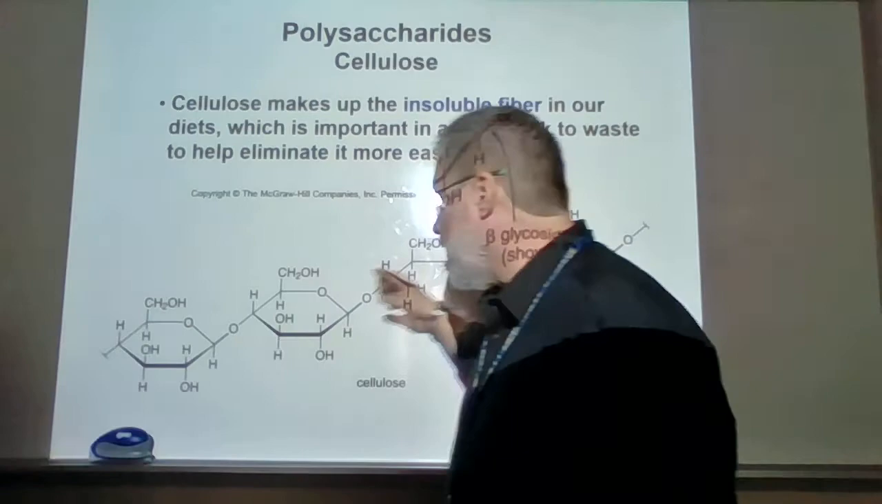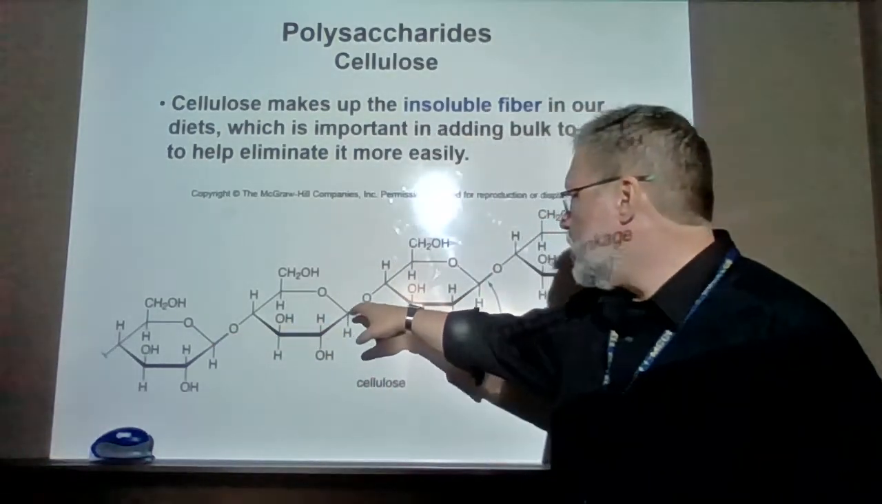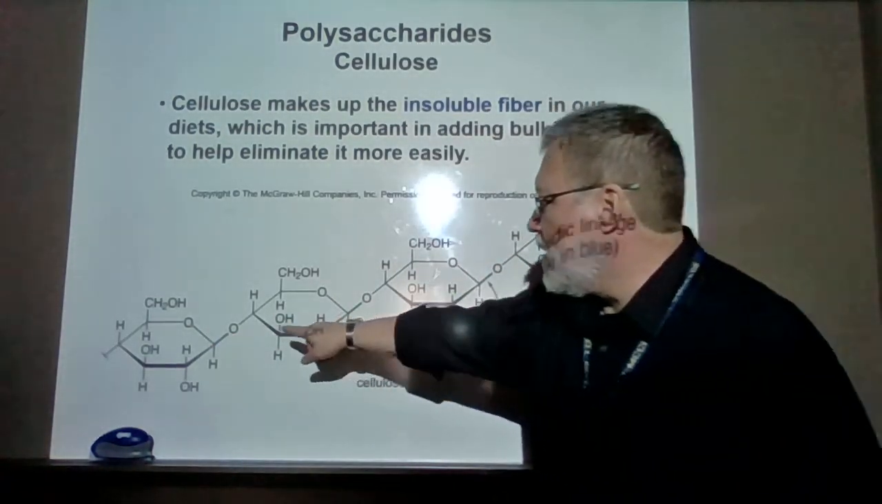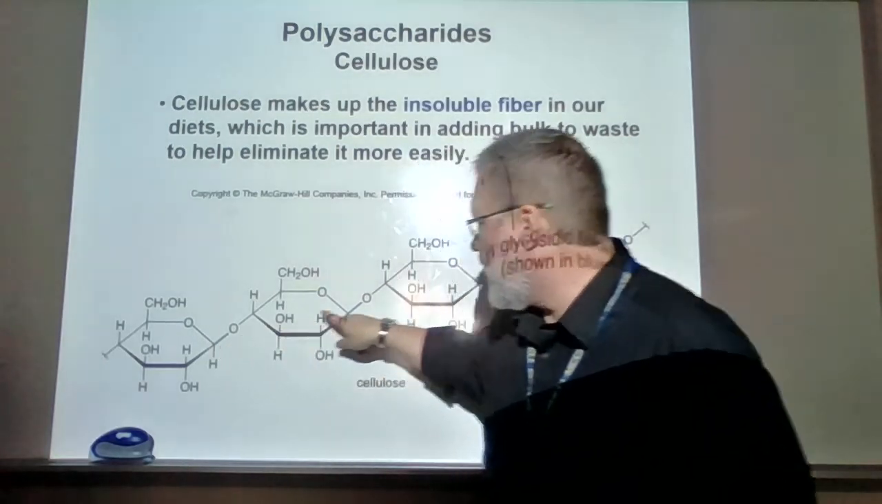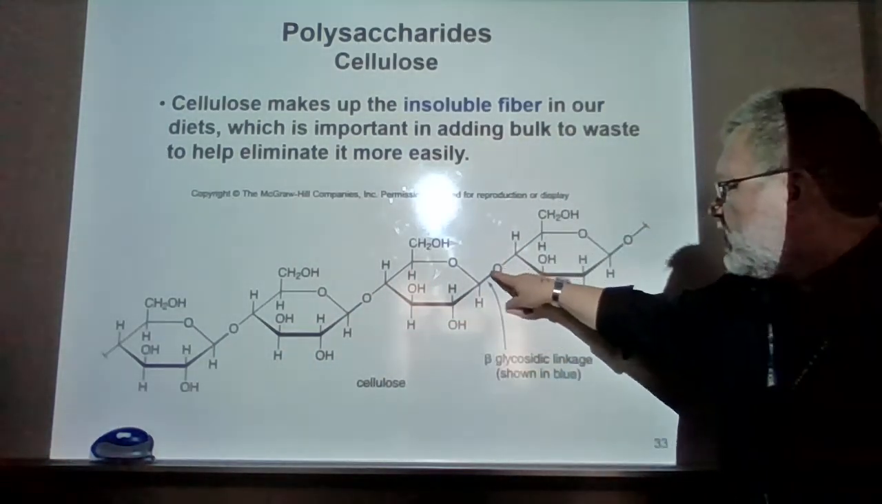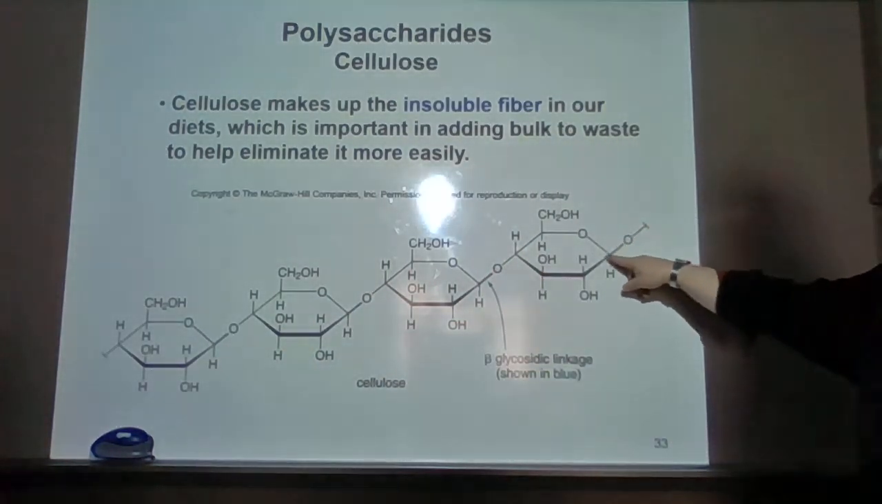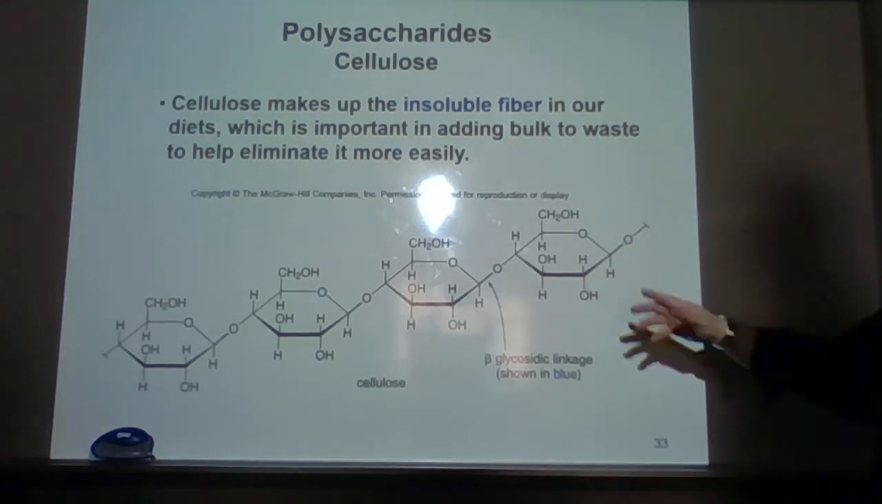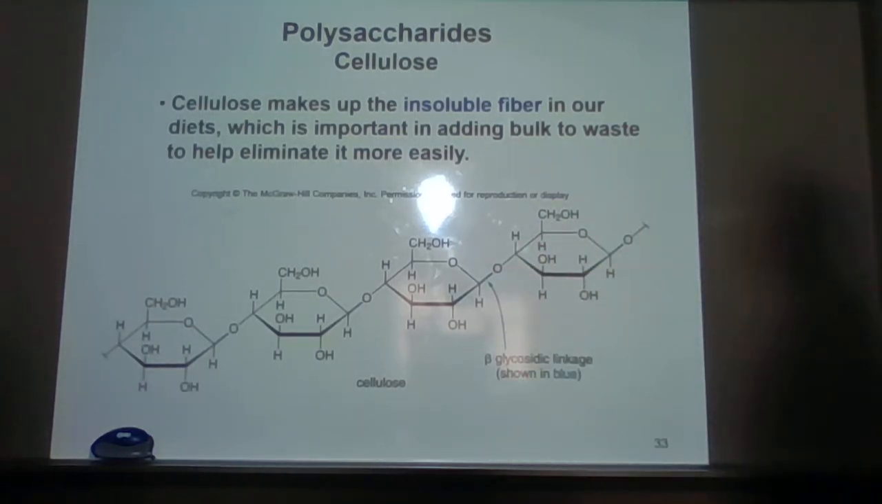So here we have cellulose. It's the beta 1,4 linkages. Here, this OH group at C1 is up. This OH group at C1 is up. This OH group at C1 is up. This OH group at C1 is up. So this is the 1,4 beta form.